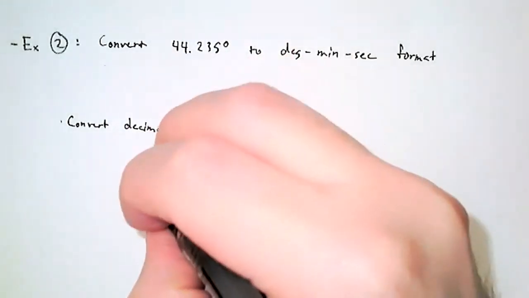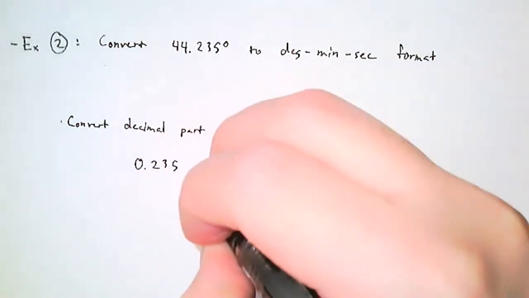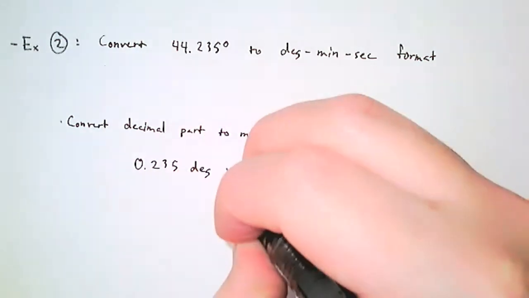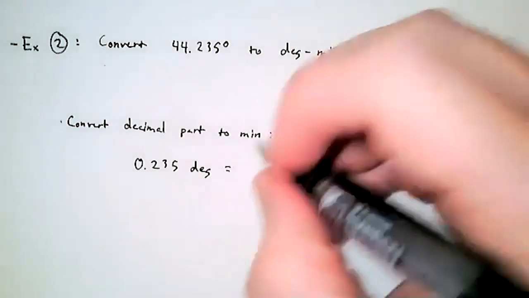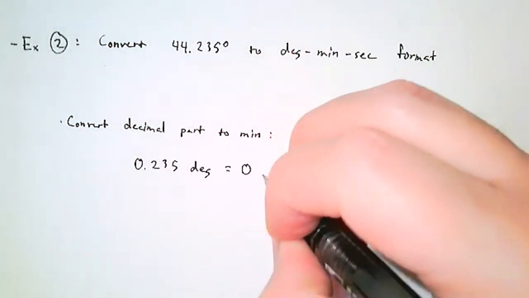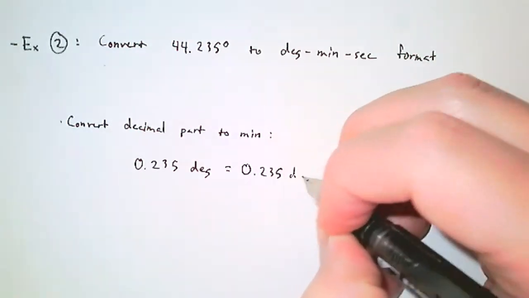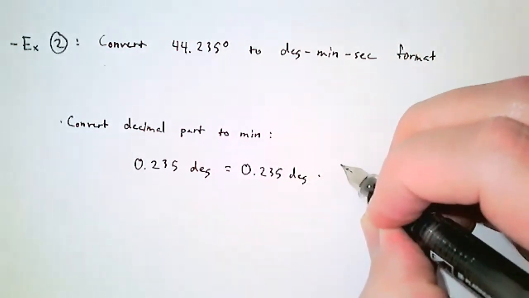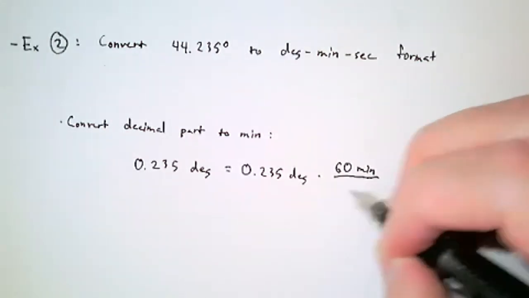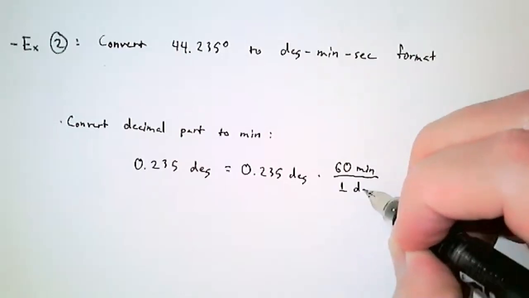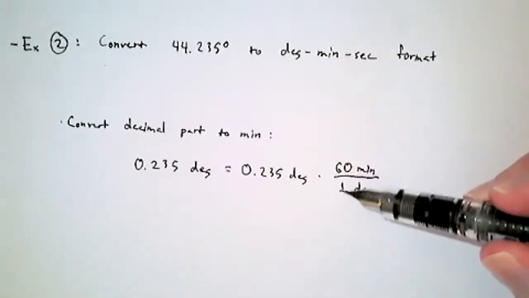Okay, so the decimal part is 0.235. That's in degrees. And we know there are 60 minutes per degree. So I'm going to use that fact to convert. I'm going to multiply by 60 minutes per 1 degree. So we're doing exactly the opposite. We flipped the fraction.